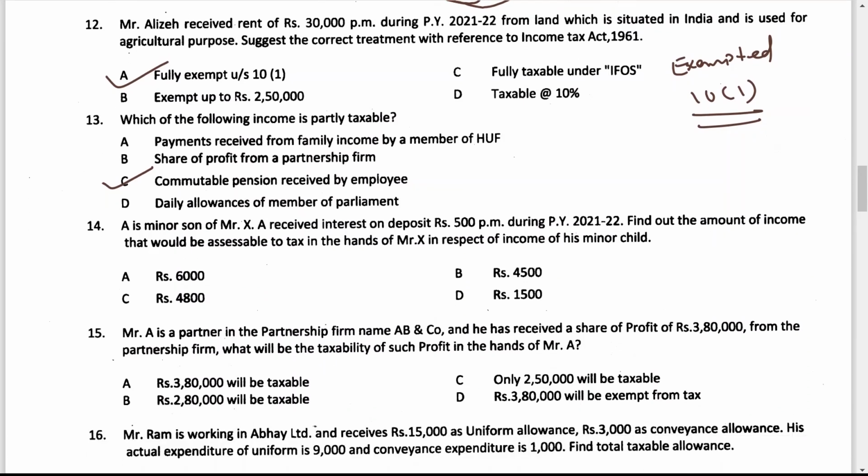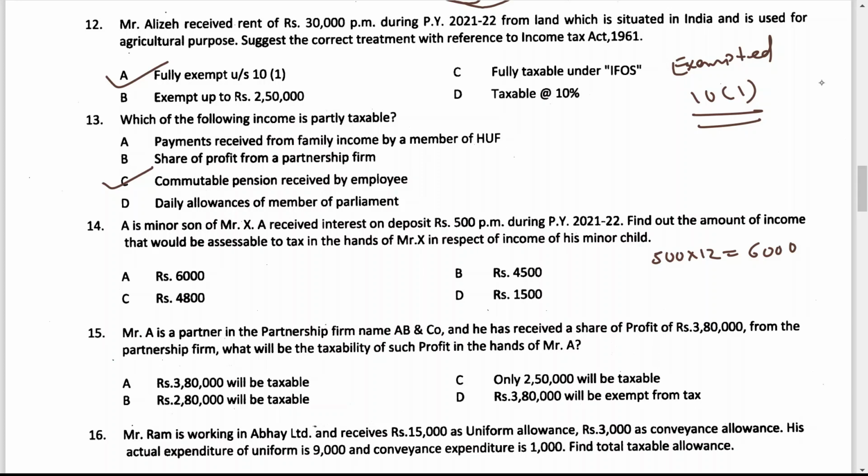Now A is a minor son of Mr. X. A receives interest on deposit of 500 per month. So now the total amount received by the son is 6,000. Now find out the income that would be assessable to tax in the hands of Mr. X in respect of the income of his minor child. So the minor child has earned 6,000, but there is one provision in exempted income. Whatever income he has received is taxable in the hands of Mr. X because he is a representative assessee. Mr. X is a representative assessee of A.